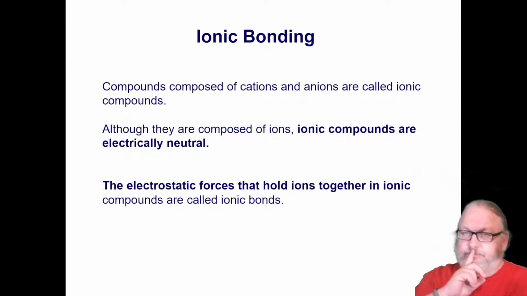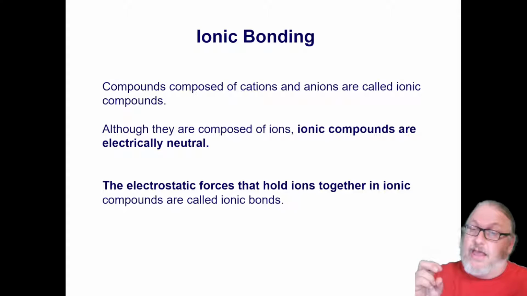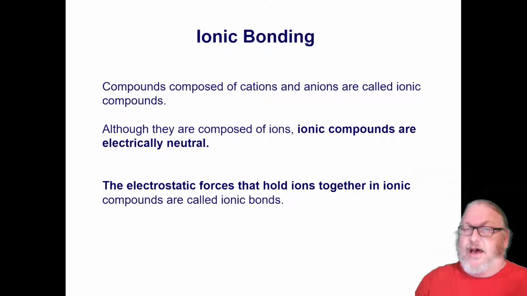So, we call these compounds with a cation and an anion an ionic compound. Why? Because they're composed of ions. Even though the ions are charged, those compounds are neutral. They're electrically neutral. They balance each other out. And the forces that hold together ionic compounds are called what? Ionic bonds.